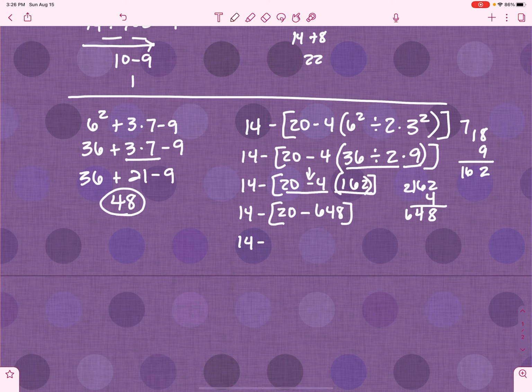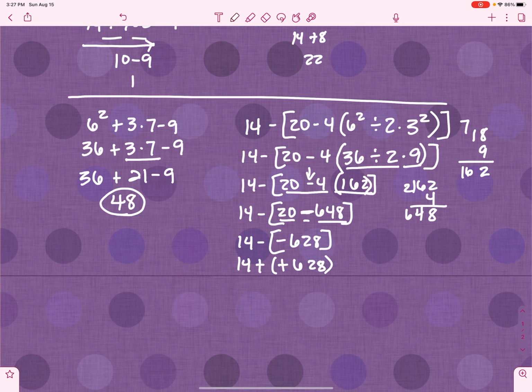Okay, now I'm ready to do this. So 20 minus 648. Well, the 648 is a larger value, so we're going to have a negative answer. So 648 essentially minus 20 gives me a negative 628. All right, now I've got 14 minus a negative 628.